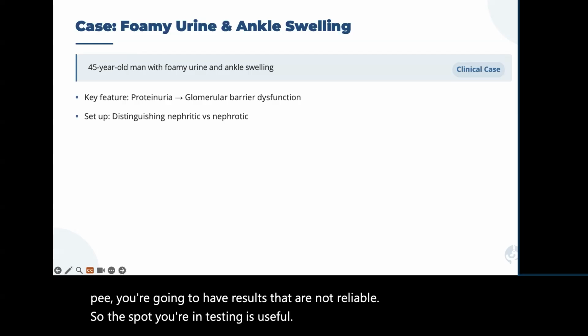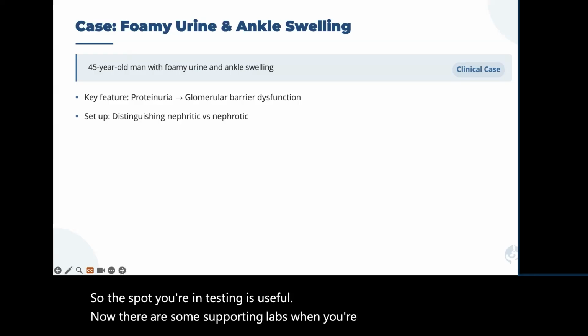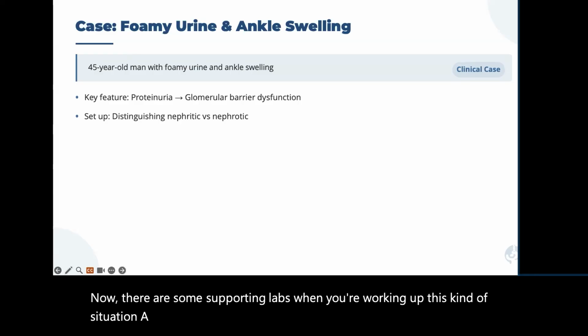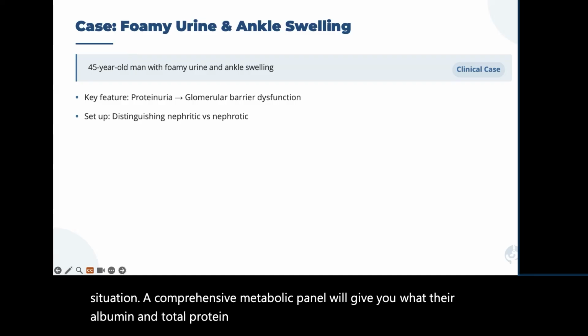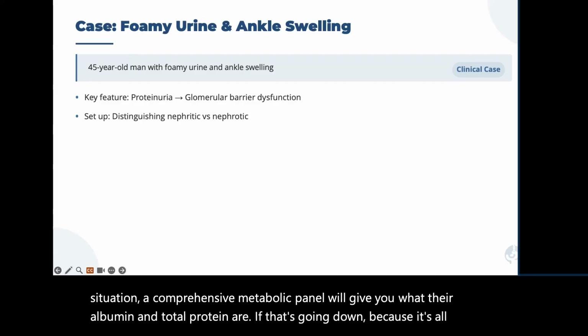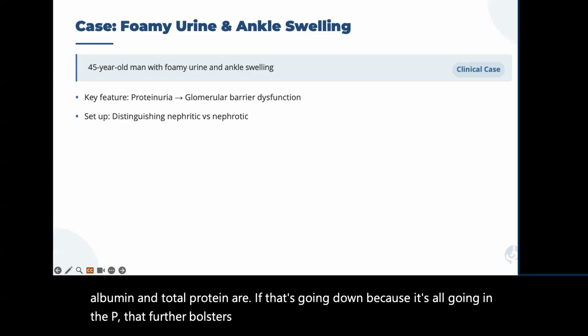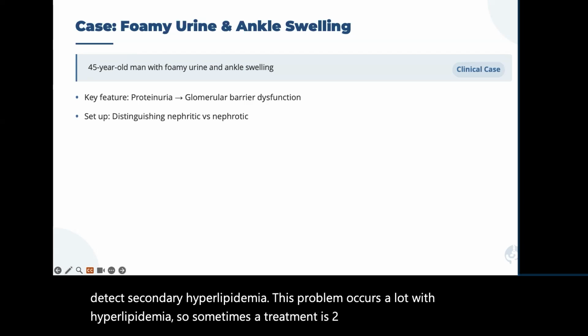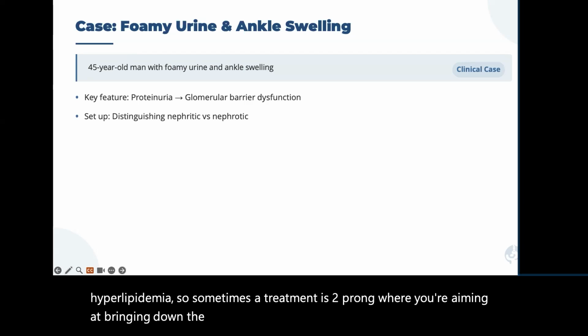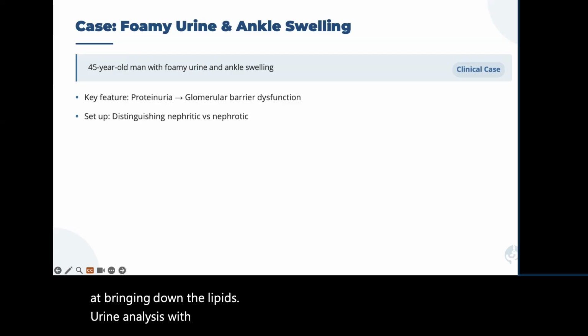Now, there are some supporting labs when you're working up this kind of situation. A comprehensive metabolic panel will give you their albumin and total protein. If that's going down because it's all going in the pee, that further bolsters your suspicion. A lipid panel is normally done to detect secondary hyperlipidemia. This problem occurs a lot with hyperlipidemia, so sometimes a treatment is two-pronged, where you're aiming at bringing down the lipids. Urine analysis with microscopy, this is very commonly done.